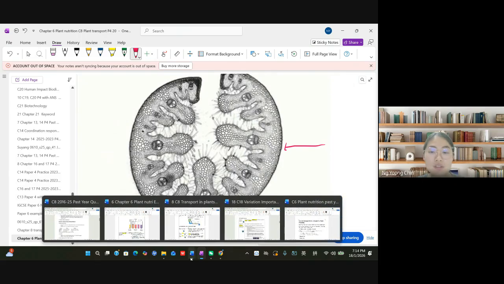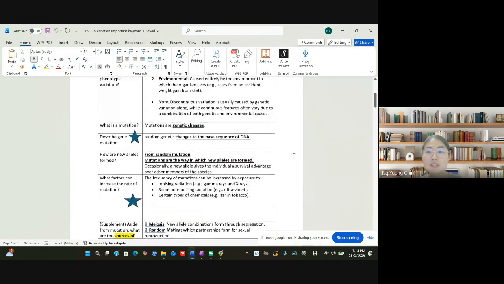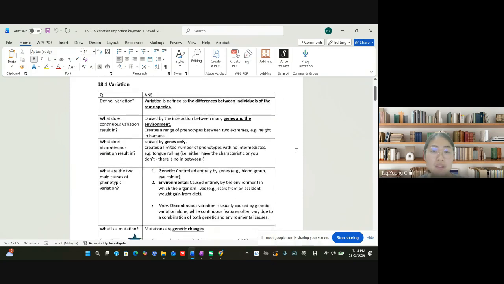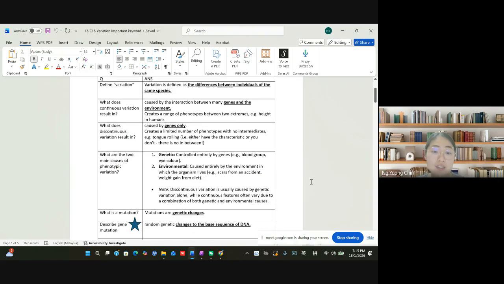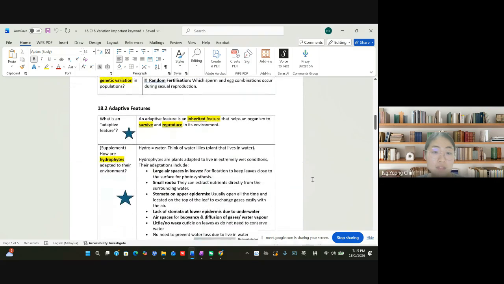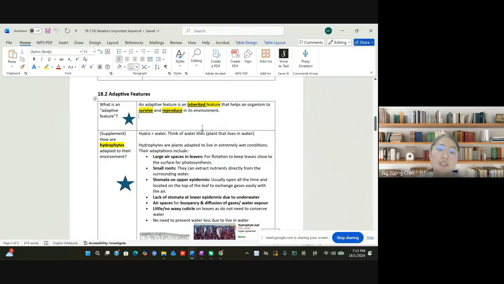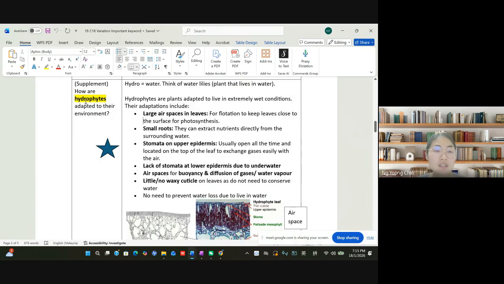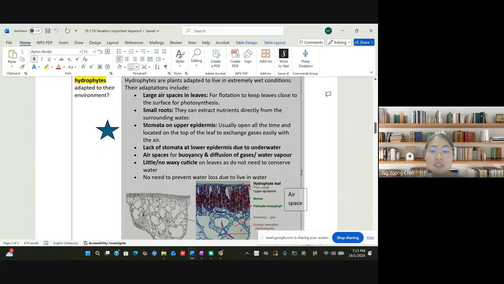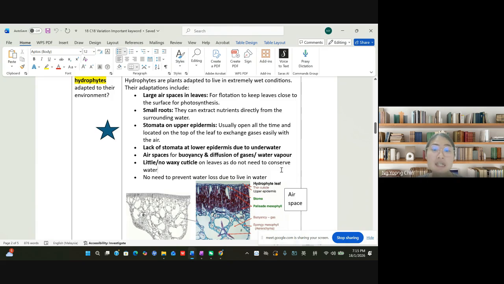Okay, let me show you what it looks like. We can refer to chapter 18 now, because in these two parts we learn about the hydrophyte and xerophyte. This is the content inside chapter 18. So we can read back. See this one, adaptive feature. And then this one, how are hydrophytes adapted to their environments? So that's why these are the adaptations. You can memorize them if you want.